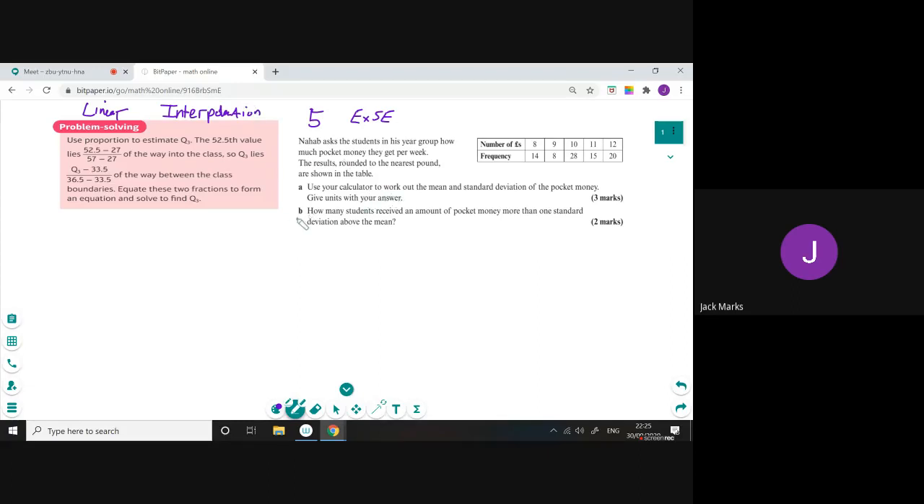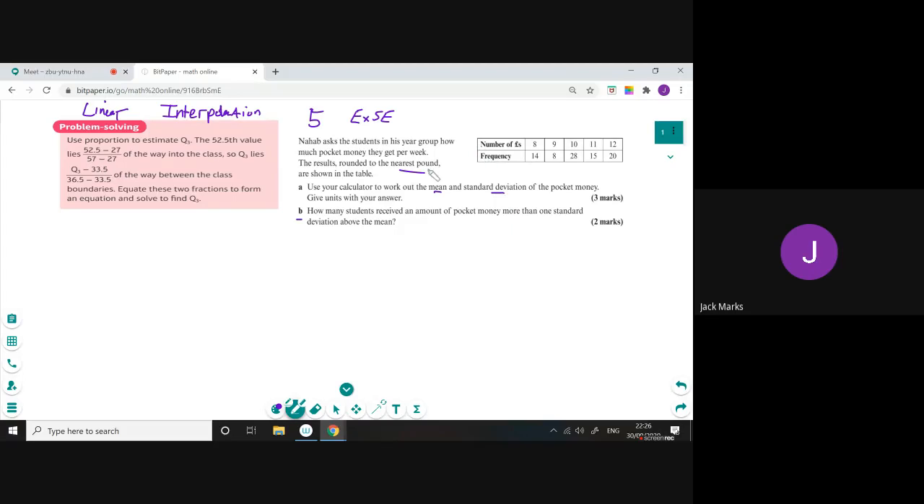Part A is not too bad. Part B is where we're going to focus. So we have some data about the number of pounds, and it's rounded to the nearest pound, which is a bit of a clue about something we're going to have to do. Use your calculator to work out the mean and standard deviation.